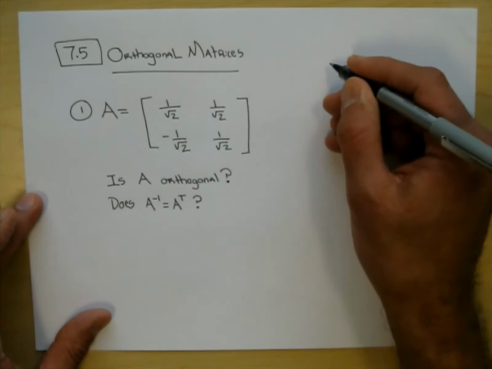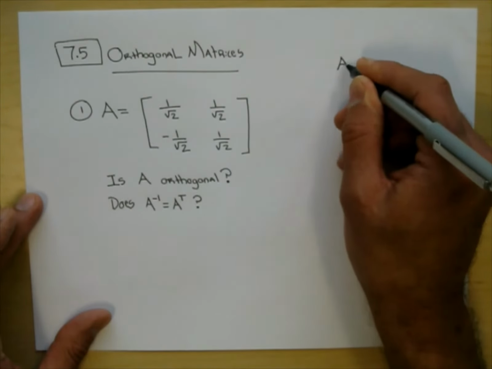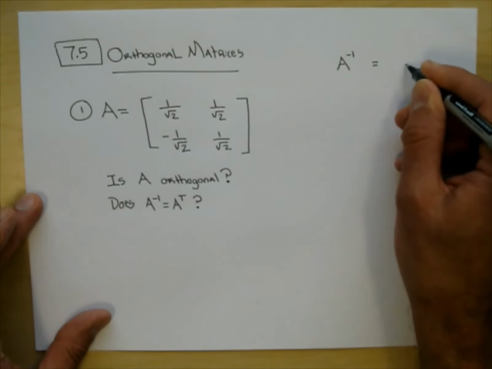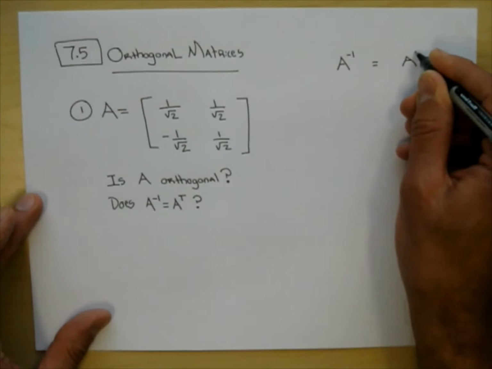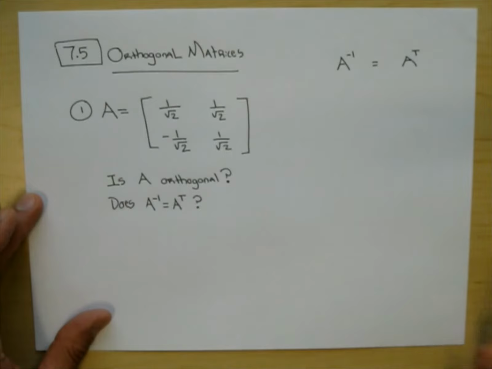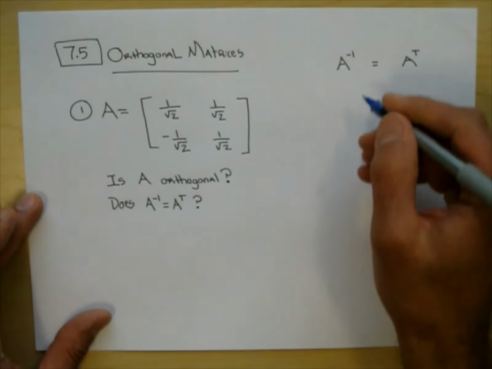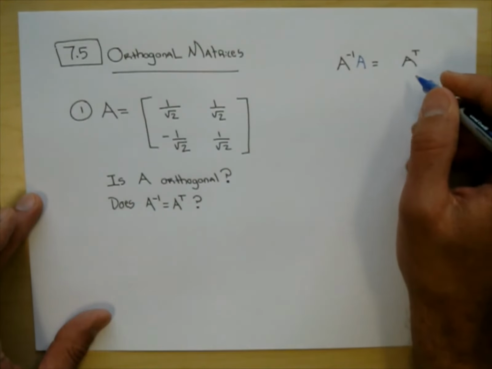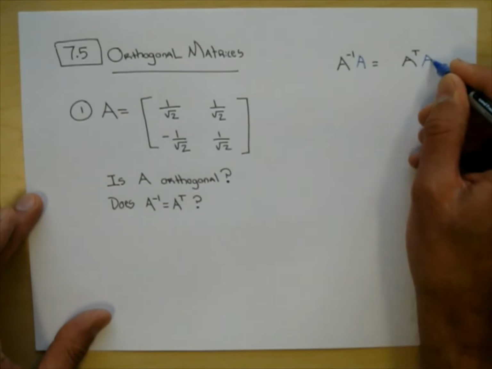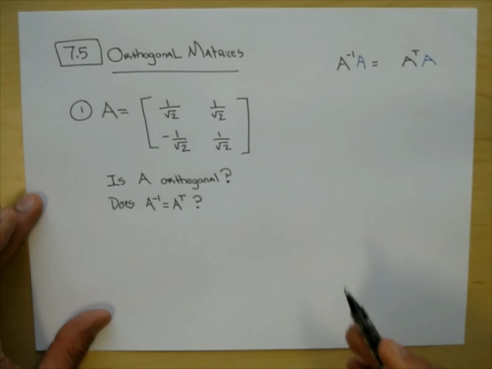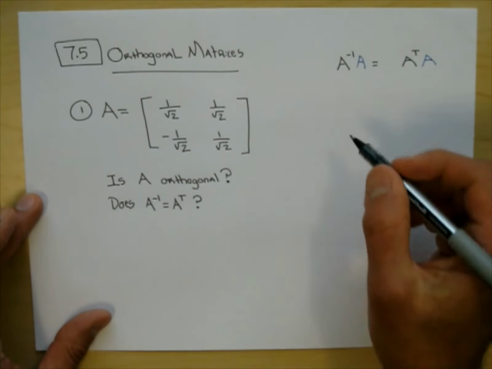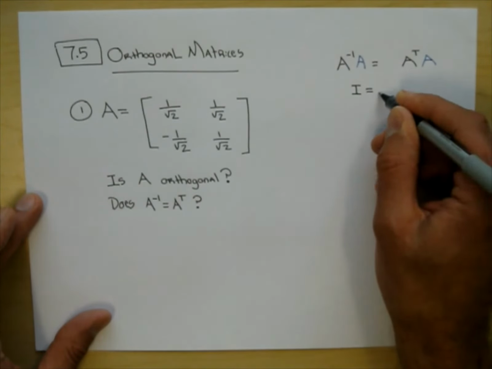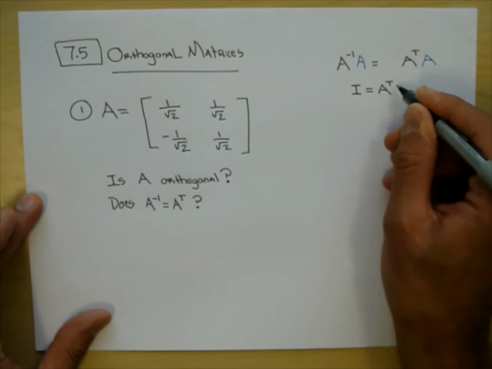So let's take a look at this equation here. We have A inverse equals A transpose. I'm going to multiply both sides of that equation by A on the right-hand side. So what is A inverse A? Well, that happens to be the identity. And then this is A transpose A.